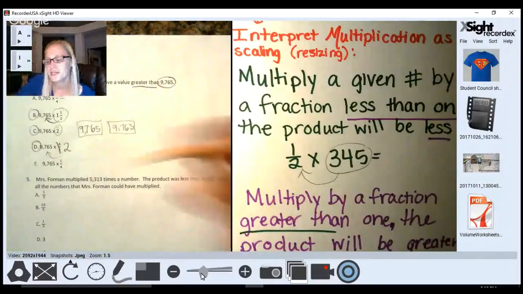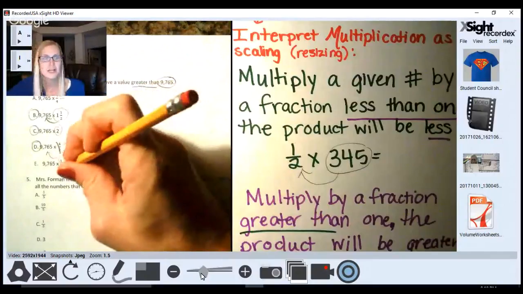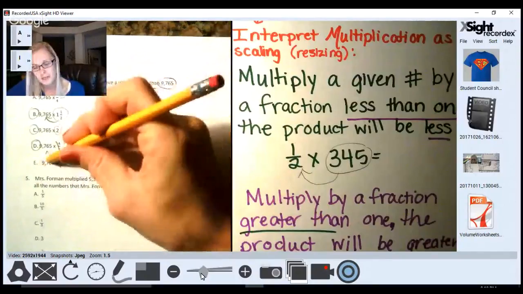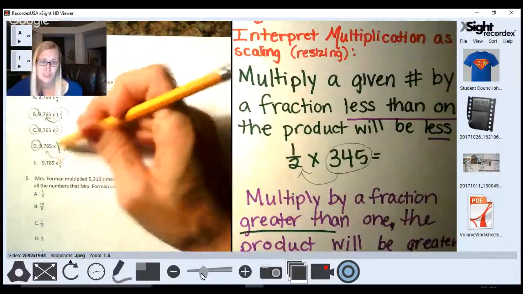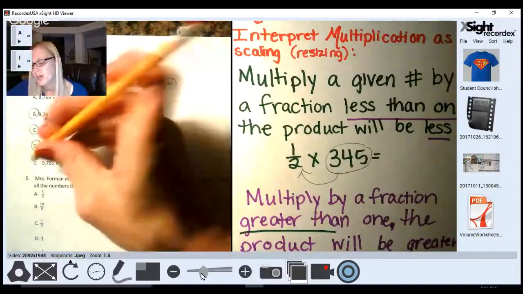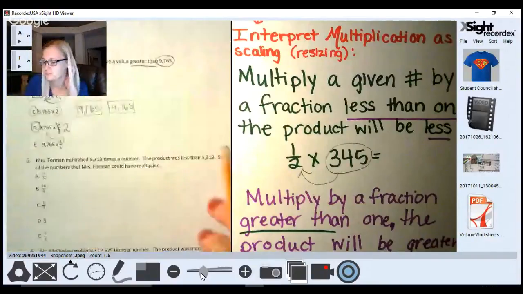Look at E. When I look at E, does E work? Hopefully you recognize that E does not work. This is a fraction less than 1 because my numerator is less than my denominator. That's saying that I were to take this number, cut it into 4 equal shares, and only keep 1 of those shares. So essentially I'm dividing by 4, and that would not work. So that's less than 1, does not work.